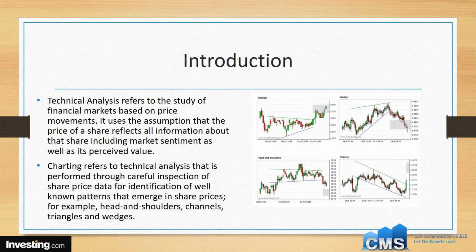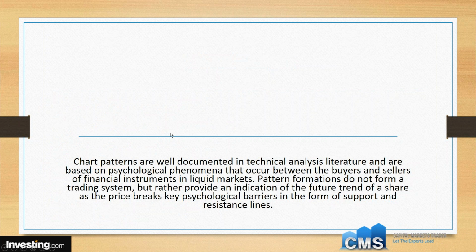You'll hear about these all the time. These are the simple names. You'll hear about flags, pennants, teacups. There's all types of things that people have developed over time. But the most common, the most prevalent, and the most reliable are head and shoulders, channels, triangles, and wedges. And when you see these develop on the charts, they tell you something about the market psychology and what you can expect.